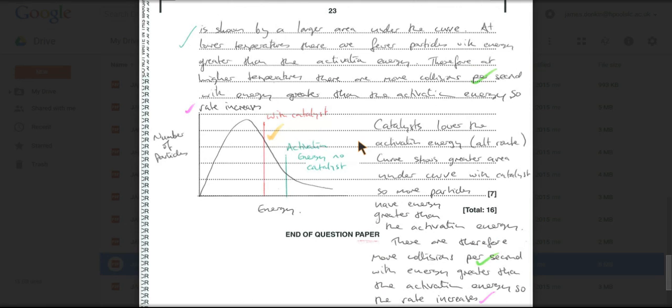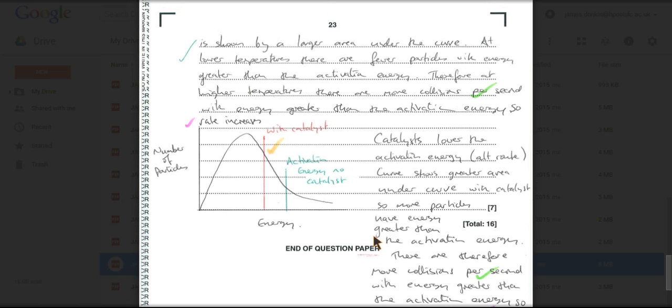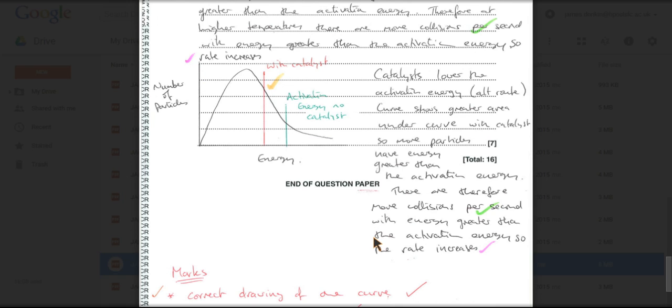Let's see how I've phrased that. So catalysts lower activation energy by providing an alternative route, remember. The curve shows a greater area under the curve with the catalyst, so more particles have energy greater than the activation energy. There are therefore more collisions per second with energy greater than the activation energy, so the rate increases.